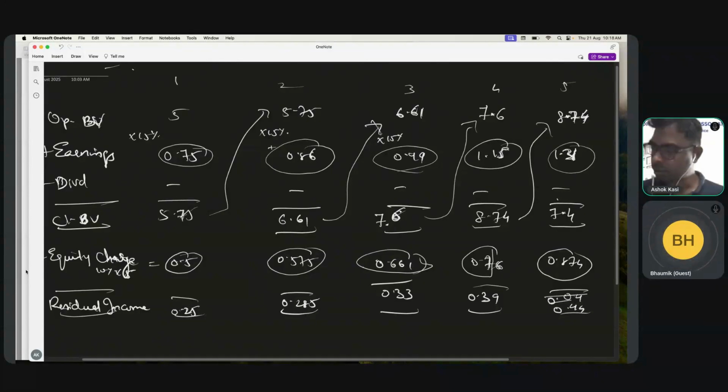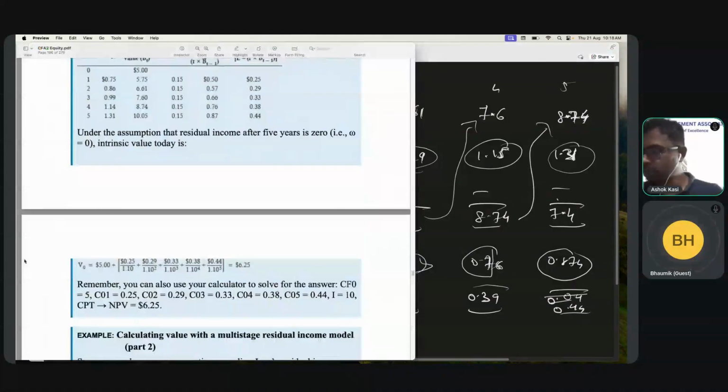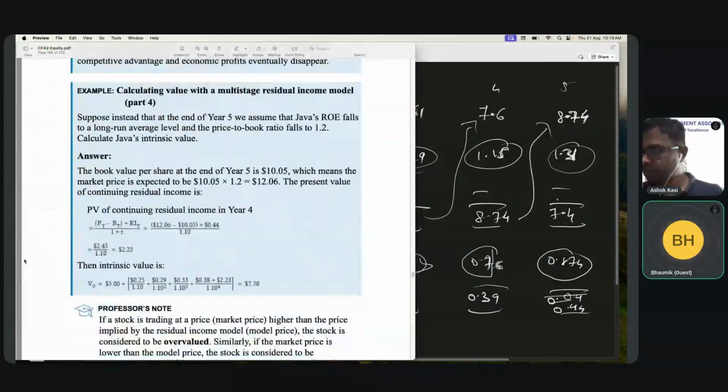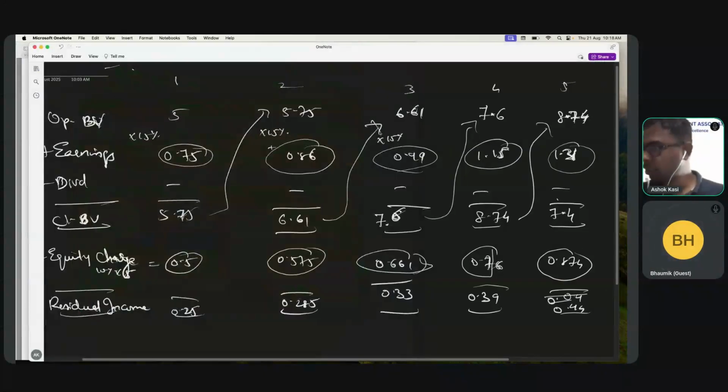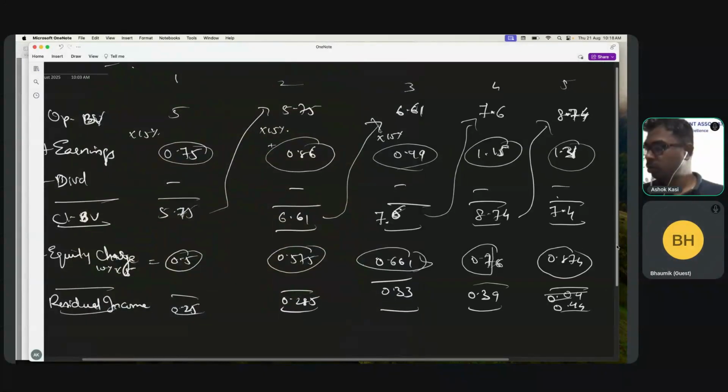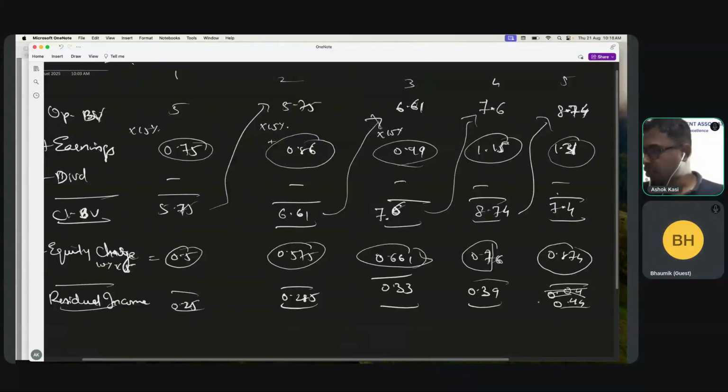So 0.44, let's say. Okay, now I'm directly jumping to the last one. It says suppose instead that at the end of year 5 we assume that Java's return on equity falls to a long run average level. Long run average level means it's not only for year 5, forever you are going to get this return.